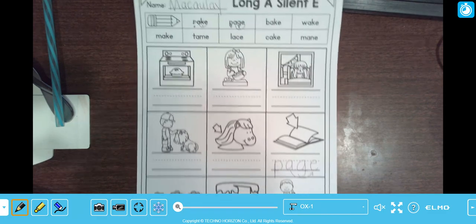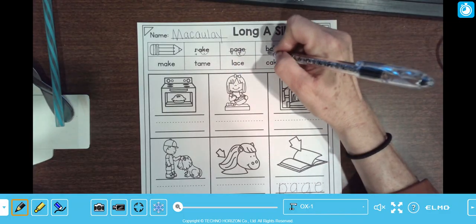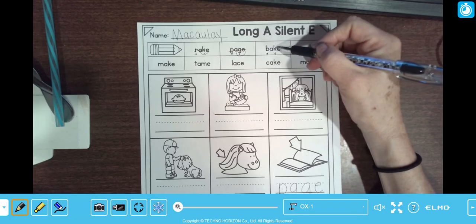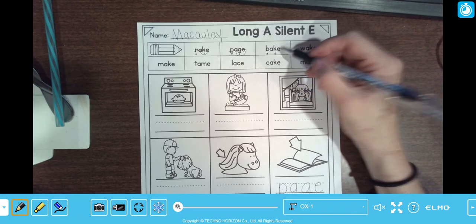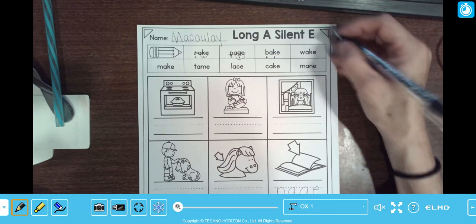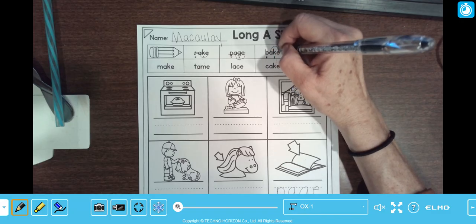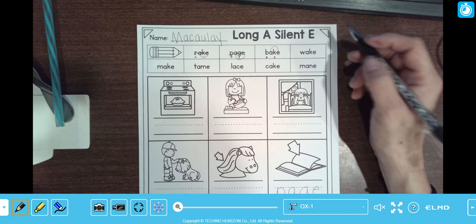Okay. Let's go on to the next one. So we did rake and we did page. Let's go on to this one. So this is a B and this is a K. What sound does the A with the silent E make? Yeah, it makes the A sound. I'm going to put it over instead of, like the other ones we have it down here under, but I don't want it to block this K.